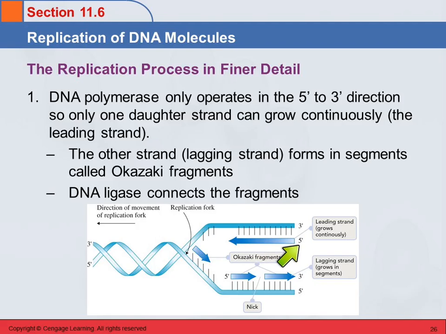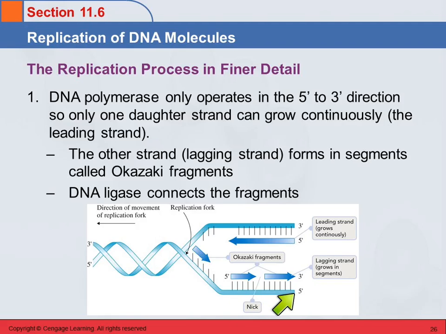The leading strand can grow continuously because DNA polymerase operates in this direction. The daughter strand here is going 5' to 3' because the parent strand is going 3' to 5'. So this one can grow continuously. It can just be replicated as it comes off. The other one is going in the opposite direction, and so that's not going to work.